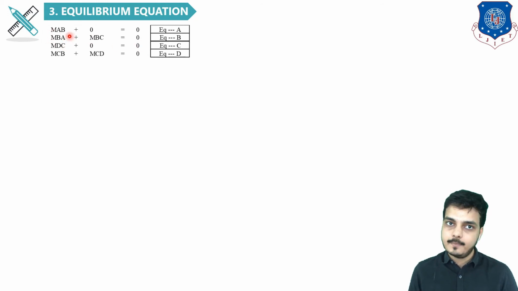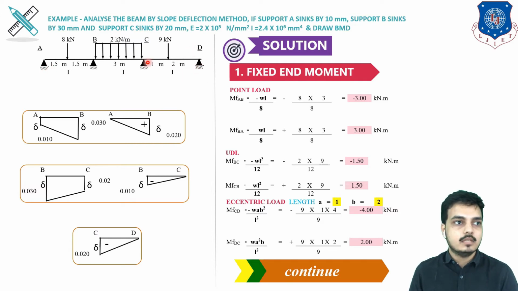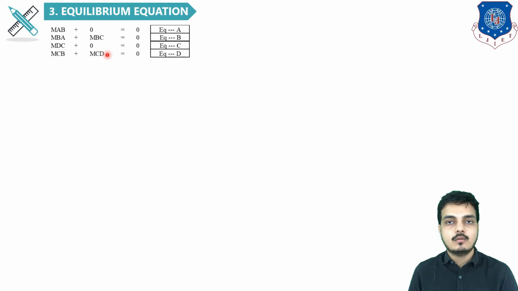Look, at B support MBA plus MBC equals 0. This you know. At C support MCB plus MCD equals 0. This we know. But this MDC and MAB have come new. Now look, I will be explaining over here in the example. Here the algebraic sum of moments should be equal to 0. Here only one moment is coming which is MAB. Here there is no moment, so the equation will be MAB plus 0 equals 0. And at D only one moment is coming which is MDC. So MDC equals 0. Here MAB equals 0. So these are my 4 equations.